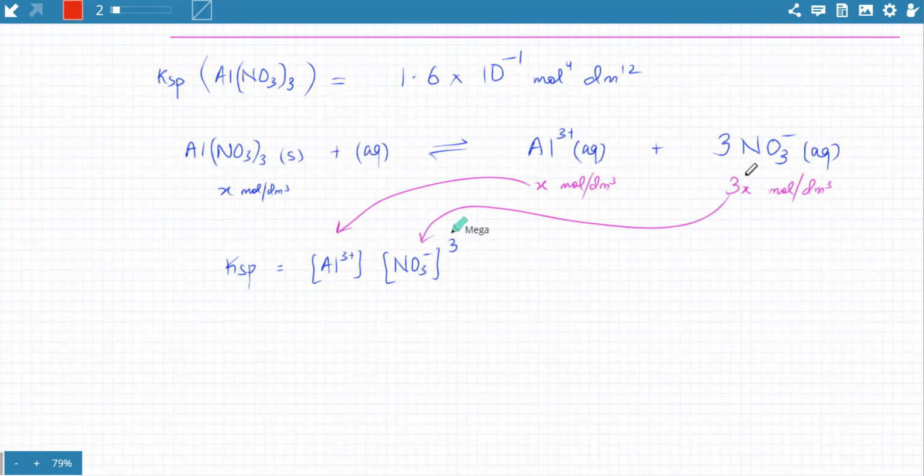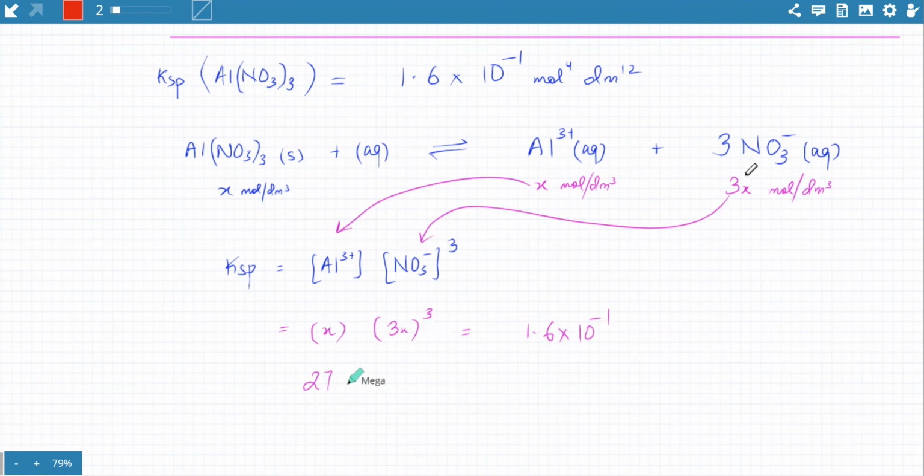And if you do that, it's going to give you x times 3x, and that's going to be cubed. Yes, it's going to be cubed, and it's going to be 1.6 times 10 power minus 1, right? And you can then continue: 3 cubed is 27, so that's 27.